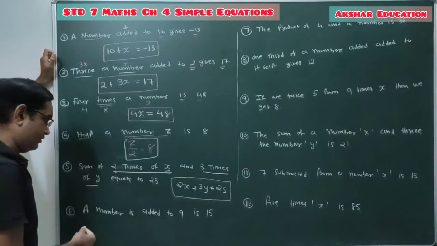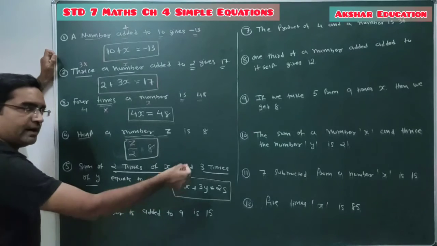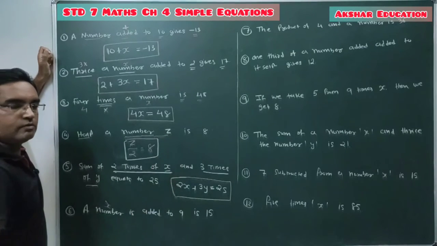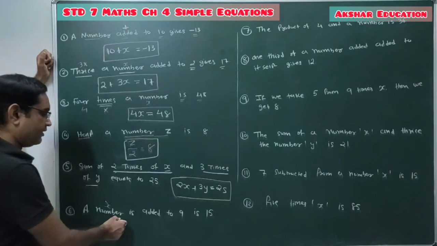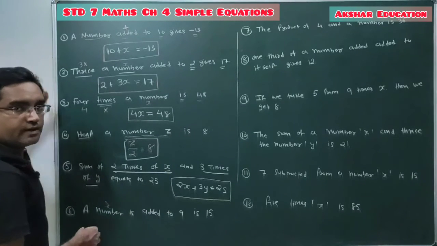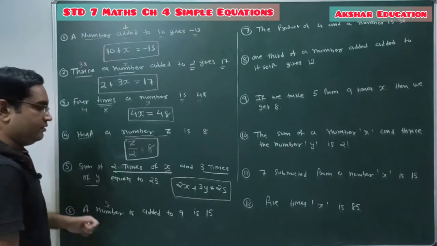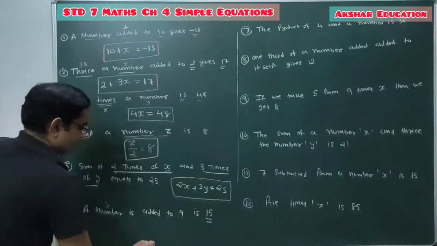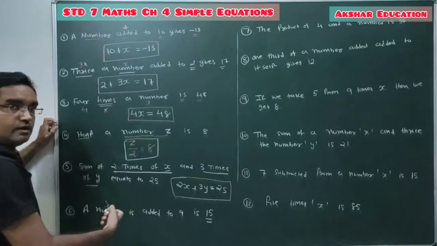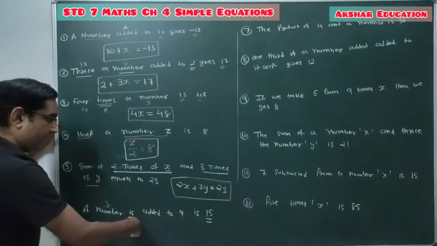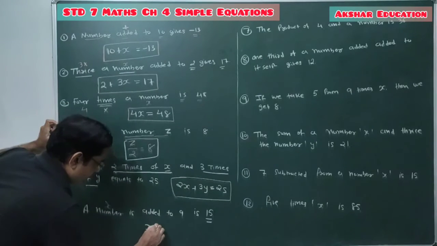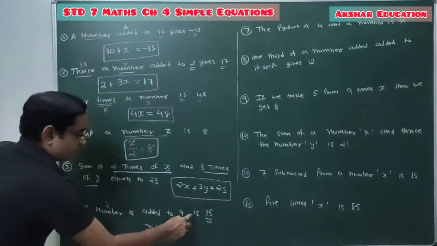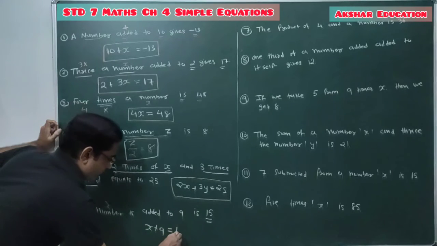A number is added to 9. Which number? कौन सा नंबर 9 में ऐड करना है? हमें नहीं पता है, तो जो हमें नहीं पता है उसको हम अज्यूम कर लेंगे. So let x be added to 9. So it's x plus 9. If x is added to 9, we are getting 15. What is x? Our number that we assume. So x plus 9 is equal to 15. So this is our simple equation.